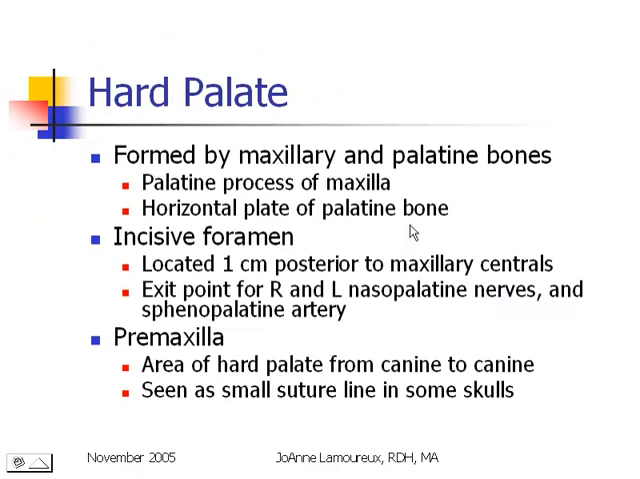Our hard palate, I'm sure you recall, is formed from our maxillary bones and our palatine bones. These are the two pieces of those bones that form our hard palate. I don't think anybody's going to ask you specifically what those two pieces are, but it's very important for you to recognize both the incisive foramen and the area of the hard palate that we call the premaxilla.